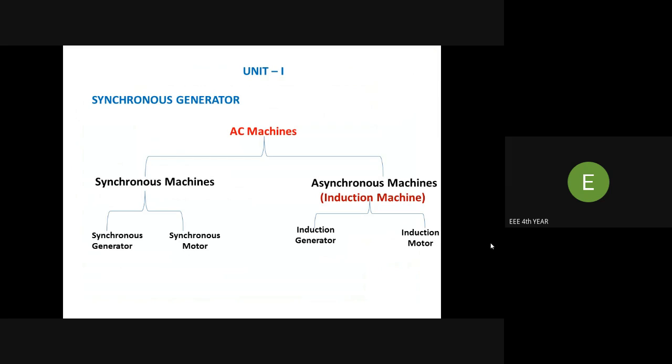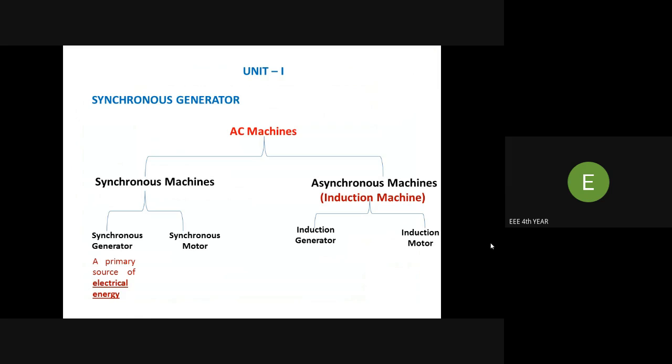First, AC machines can be classified into two types: synchronous machine and asynchronous machine. The synchronous machine can be classified into two types: synchronous generator and synchronous motor. Similarly, the asynchronous machine, also named the induction machine, can be classified into two types: induction generator and induction motor.